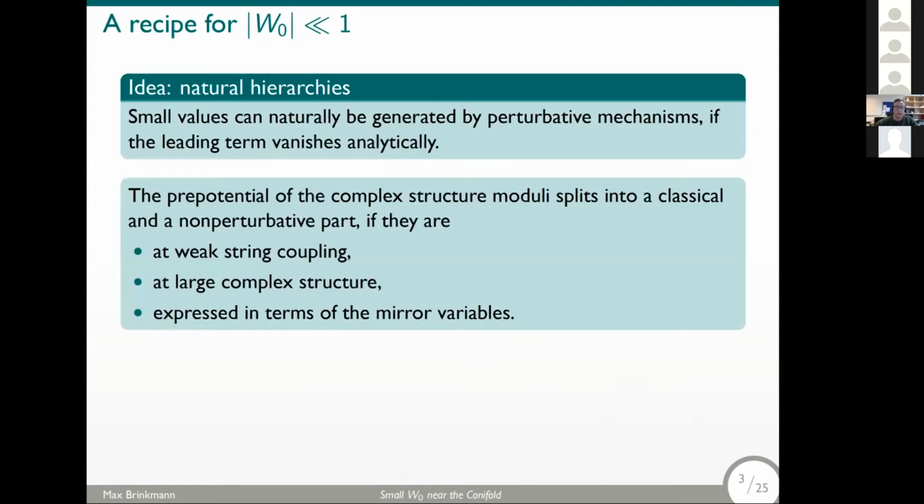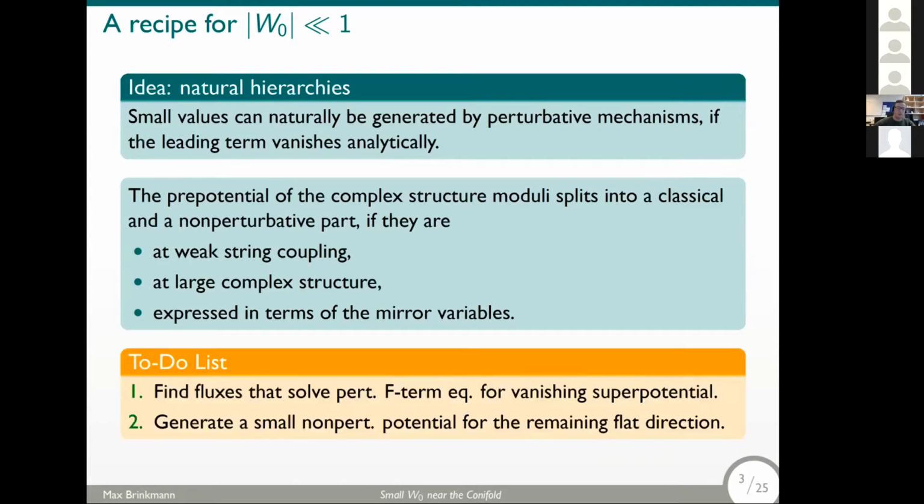So let's start with the general recipe for W0 smaller than 1. The idea here is that small values can naturally be generated by perturbative mechanisms if the leading term of this perturbative expansion vanishes analytically. And the key observation is that if we are at weak string coupling at large complex structure, and if everything is expressed in terms of mirror variables, the prepotential of the complex structure moduli does in fact split into a classical and a non-perturbative part.